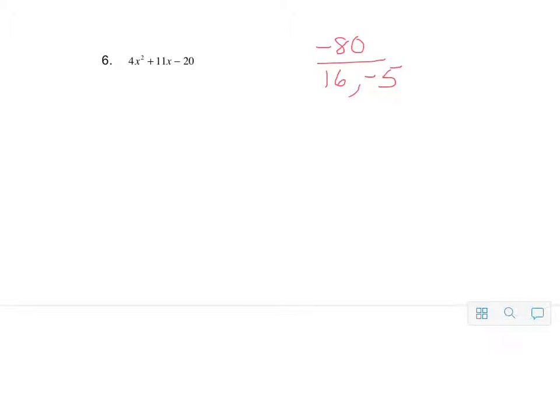Okay, so let's rewrite it. Here we go. And again, if you don't get it as quick as I do, you write down all your possibilities. You know, at 80, you know 10 can go into it, you know 5 can go into it, so eventually you would have gotten it. So now we have 4x squared plus 16x minus 5x minus 20. So again, I just rewrote it to have 4 terms, and I'm making sure that 16x minus 5x gives me the middle term of 11x, and it does.